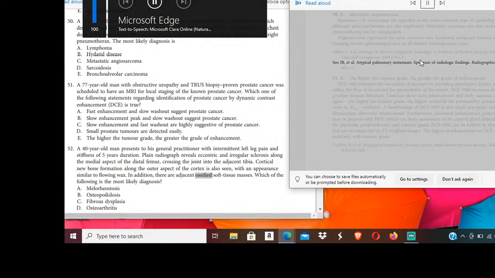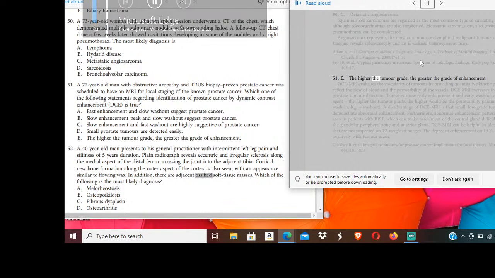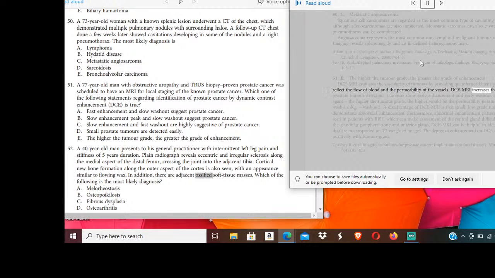Radiographics. 2001, 21:240317. 51E. The higher the tumor grade, the greater the grade of enhancement. DCE MRI evaluates the vascularity of tumors by providing quantitative kinetic parameters that reflect the flow of blood and the permeability of the vessels. DCE MRI increases the specificity of prostate tumor detection. Tumors show early enhancement and early washout of the contrast agent. The higher the tumor grade, the higher would be the permeability parameters, Ktrans wash-in, Kep washout.